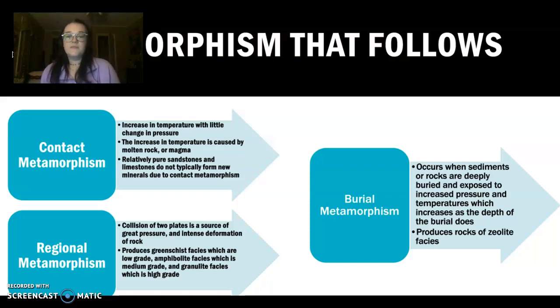Regional metamorphism is the collision of 2 plates, which is the source of great pressure and intense deformation of rocks. And if you look, it produces greenschist facies, which are low grade, amphibolite facies, which is medium grade, and granulite facies, which is high grade. So it can do any grade basically.